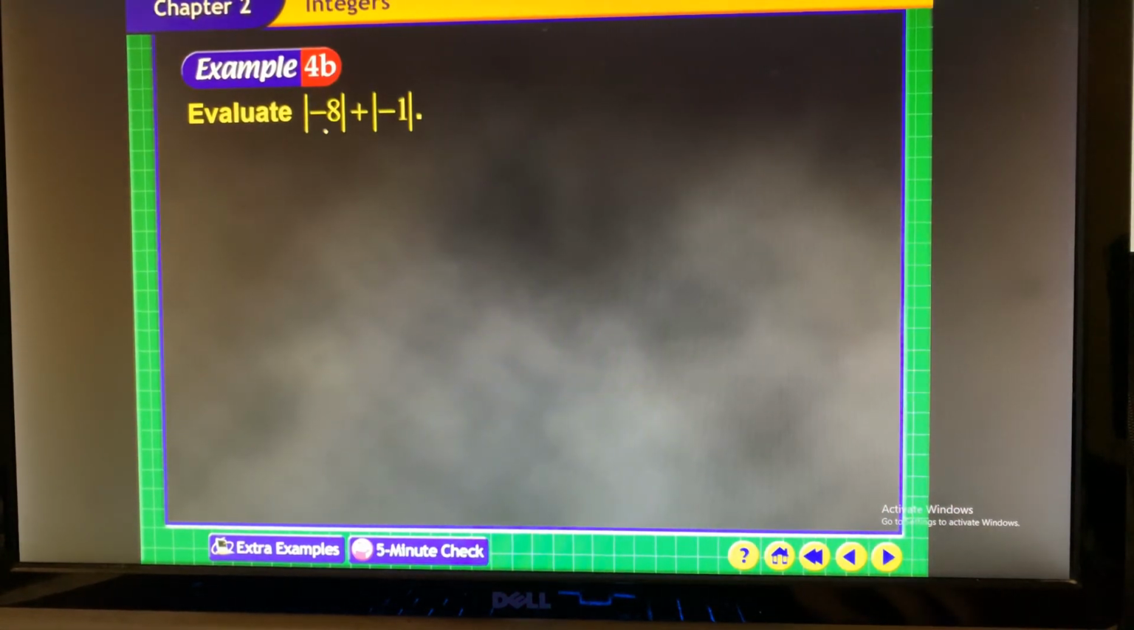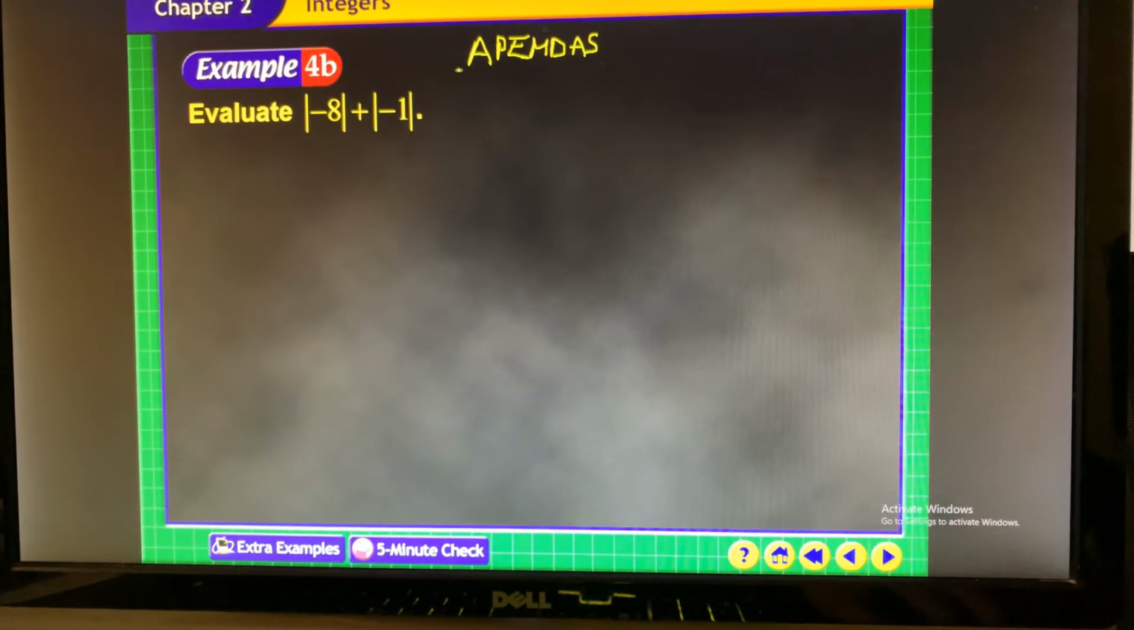The absolute value of negative 8. So when you're doing order of operations, you need to do absolute value first. It's even before parentheses. So it's actually a PEMDAS. Remember that from chapter 1. So a PEMDAS means do the absolute value first. So this says take the absolute value of negative 8 plus the absolute value of negative 1, meaning how far is it to 0 on the number line, and then do your math. Okay? Just like that.